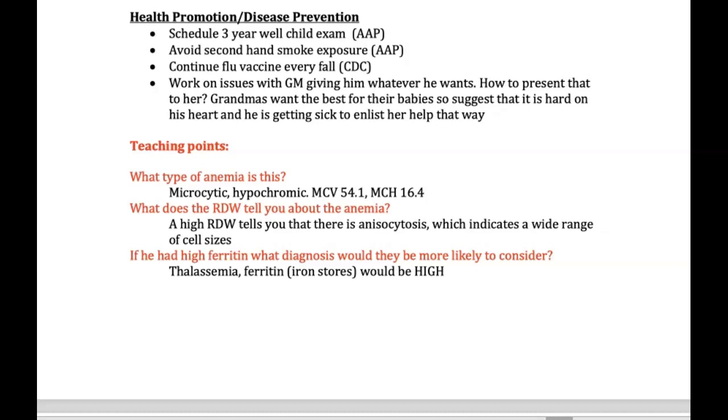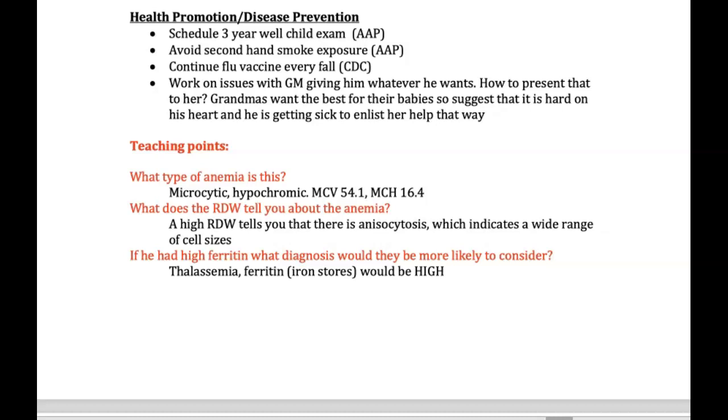We want the parent and the grandmother to avoid secondhand smoke exposure, continue with the flu vaccine yearly, and try to help grandma work on issues about giving him whatever he wants and spoiling him because he's the first grandbaby. We want to present to her that it's making him sick. Grandmas want the best for their baby. So, this is hard on his heart, and we want to enlist her help in that way.